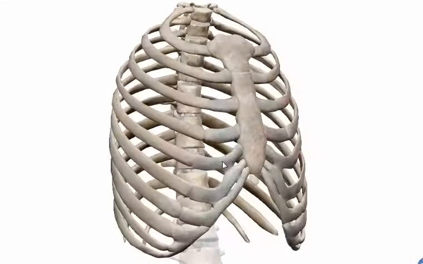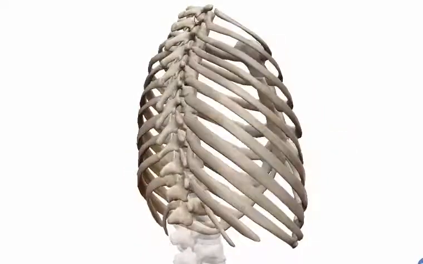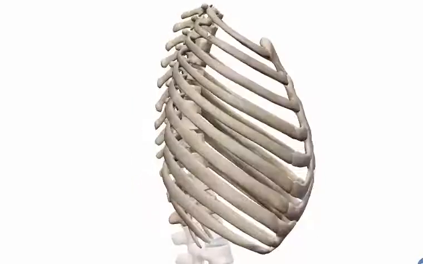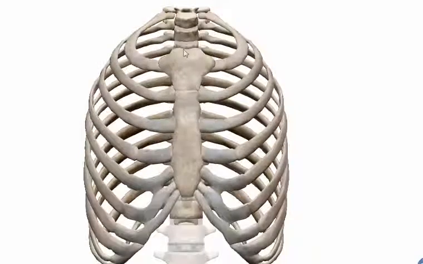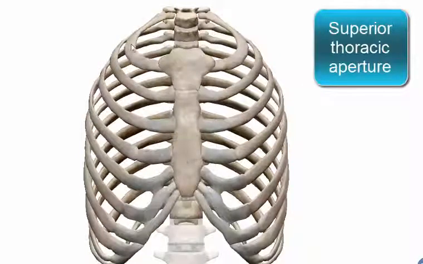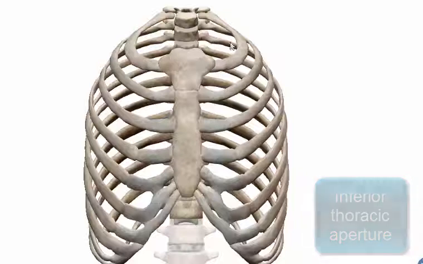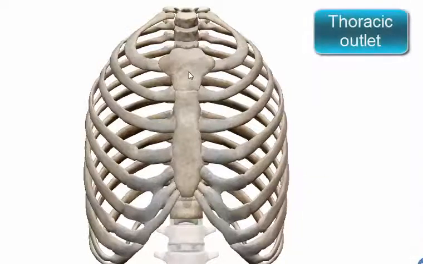The bony framework of the thorax is called the thoracic cage. It is formed by the 12 thoracic vertebrae posteriorly, 12 pairs of ribs laterally, and the sternum anteriorly. The thoracic cage has two apertures, the superior aperture and the inferior aperture. The superior aperture is also called the thoracic outlet.